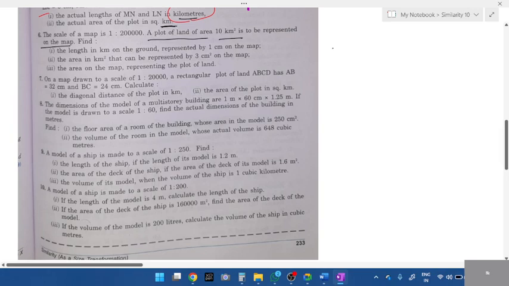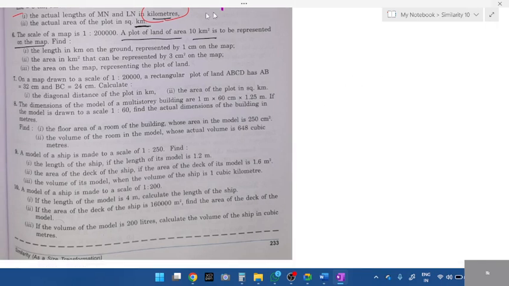So I'll just give an example. Length in kilometers of the ground, length on map, is equal to K. I'll give an example. You all have to try it, students. I just give the formula. So kilometer is given, that is not map. Find the length in kilometers on the ground, represented by 1 centimeter on the map.